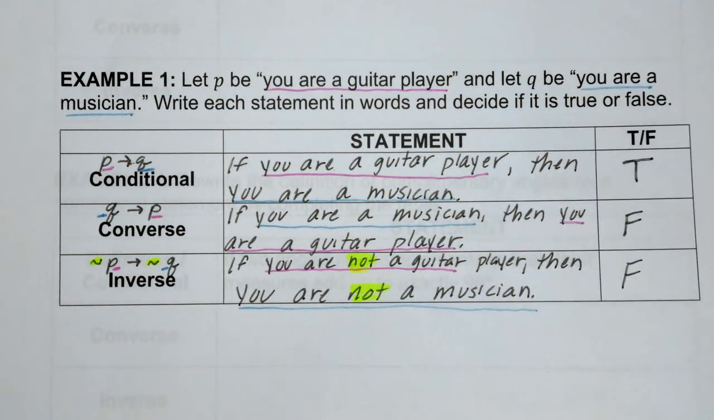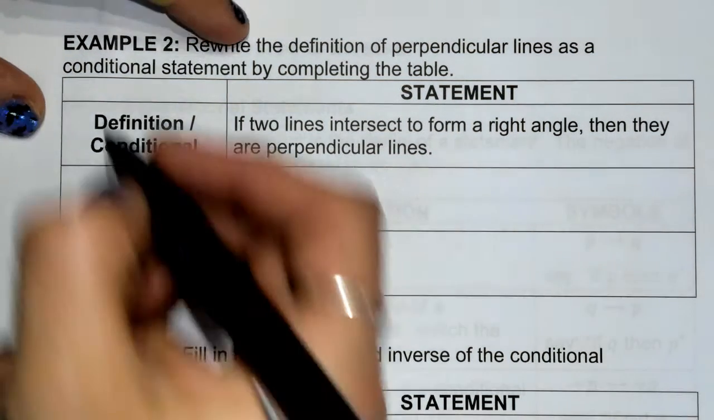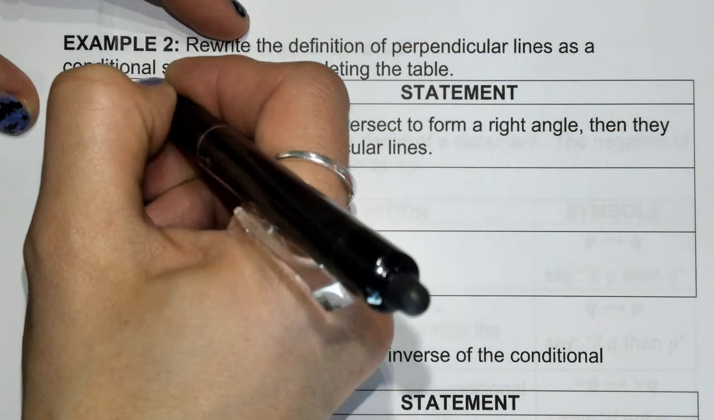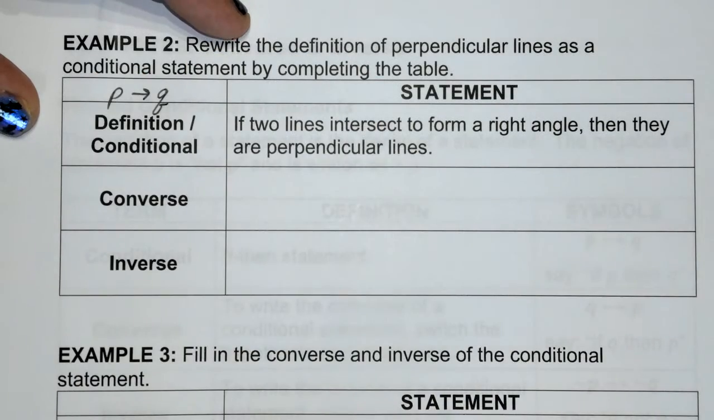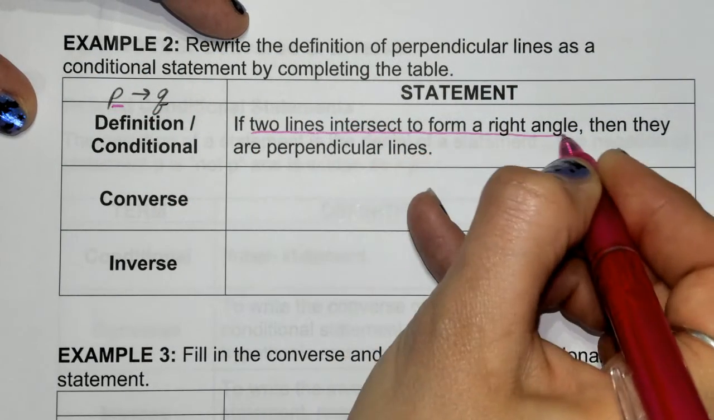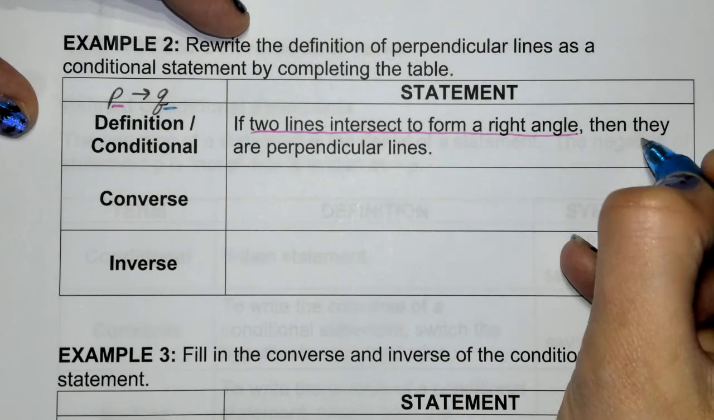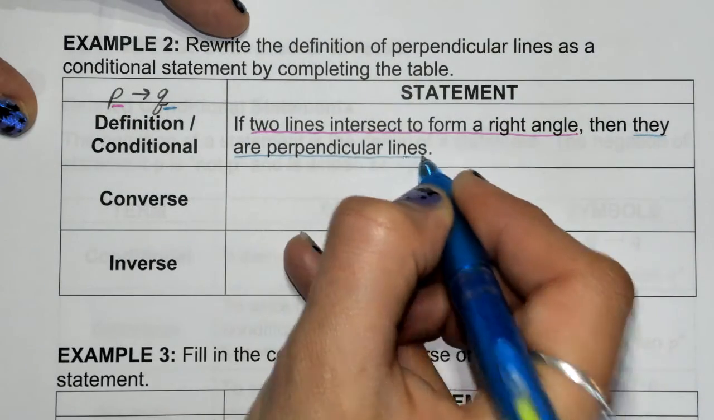All right? The next three already have the conditional statement written for us. They're so nice to do that, so we don't have to worry about writing the conditional statement. So here we're going to rewrite the definition of perpendicular lines. It's already written as a conditional statement, and we're just going to take it and make it into a converse and inverse. So here your conditional statement, if P, then Q. So we have our hypothesis, P, two lines intersect to form a right angle. Very long hypothesis there. Then Q, they are perpendicular lines.